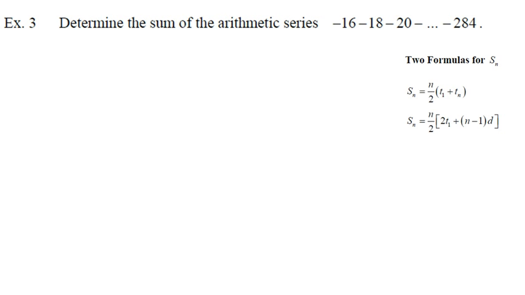Determine the sum of the arithmetic series negative 16, negative 18, negative 20, and so on, down to negative 284. Okay, what do we know? What's t1? Negative 16. What's d? Negative 2. What's n? I don't know. What's t sub n?